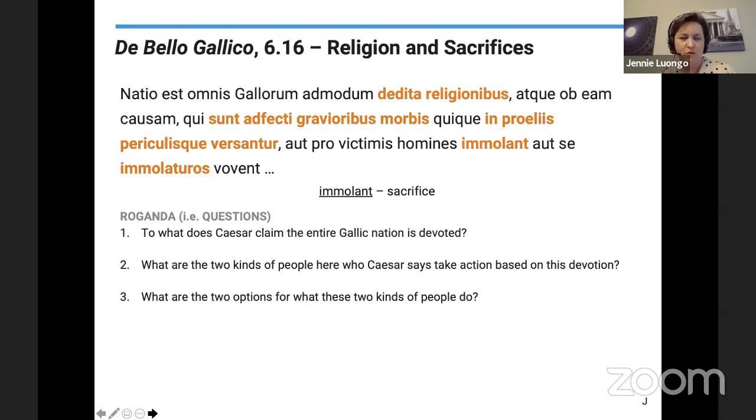A hint for where to look here is the qui and the quique, those people who and those people who. And then number 3, what are the 2 options for what these 2 kinds of people do? We've got an aut to guide us there. So they either aut do one thing, or aut they do another thing. So we'll give some awkward wait time.